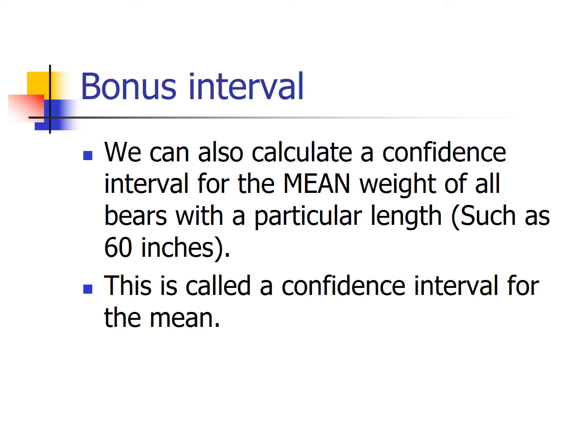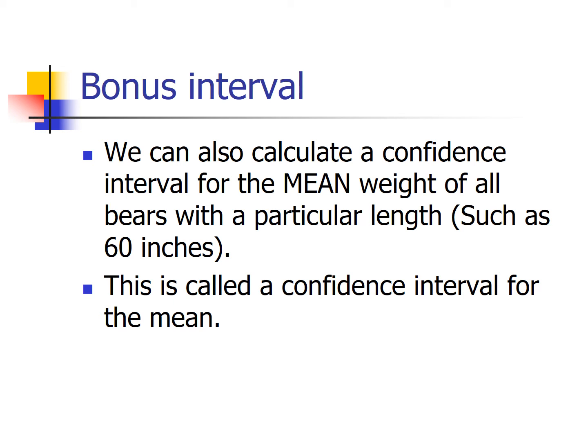It's 2 for 1 day in Math 121. It's a confidence interval for the mean of y. So in this example, it's a confidence interval for the mean weight of all bears with a particular length. We call this a confidence interval for the mean. So we'll elaborate in a few slides, but we have essentially two different intervals, right? Two different questions we might answer.